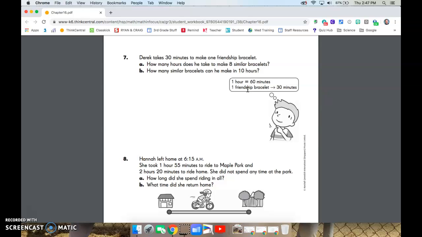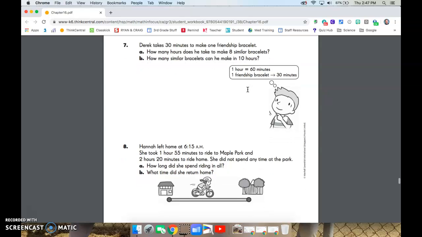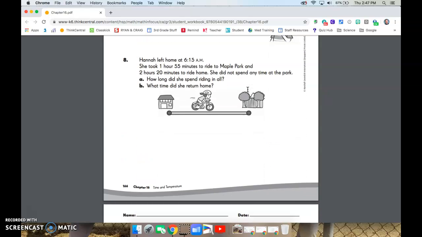So 1 hour times 10 is 10, 2 bracelets per hour times 10 is 20, so he can make 20 bracelets. Number 8. Hannah left home at 6:15 a.m.